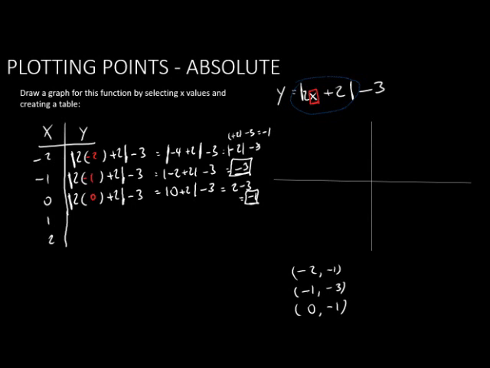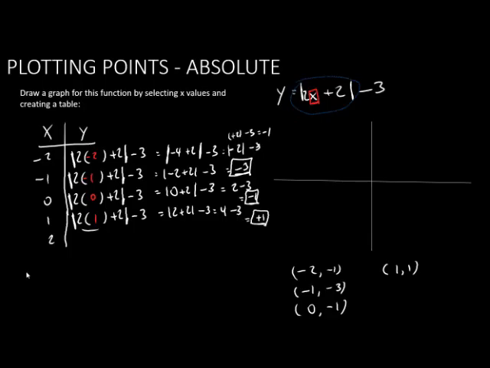Now we'll plug in +1 in place of x. If we take 2 times 1 inside the bars, we will have 2 plus 2 in the bars and minus 3 outside of the bars. But 2 plus 2 is 4, minus 3 outside will give us +1. Therefore, our next point will be 1, 1.